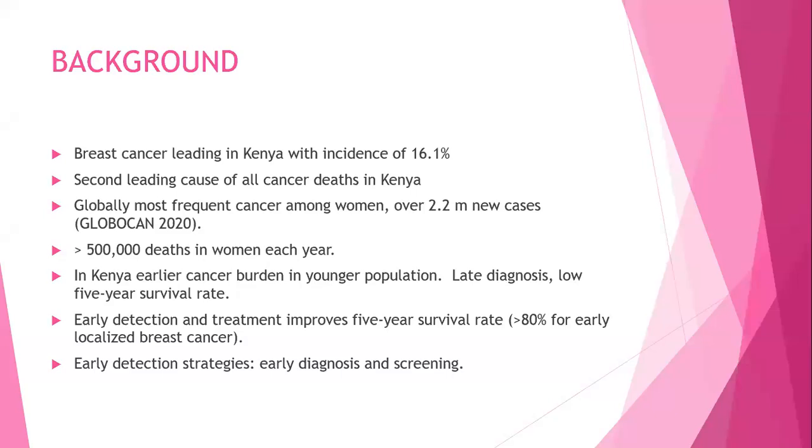And even globally, it is said to be the cancer with the highest incidence among women, with about 2.2 million cases reported according to the Global Can 2020 statistics. It was also reported to be a leading cause of death, with greater than 500,000 deaths in women each year. In our population, it is the leading cancer in terms of incidence, according to the statistics of Global Can 2020, with an incidence of 16.1%. This again is an increase from the previous Global Can 2018 statistics, which had put it at about 12%. And currently, it's also the second leading cause of cancer-related deaths in the country. So it is a topic of importance because some of these deaths actually may be preventable with timely intervention.